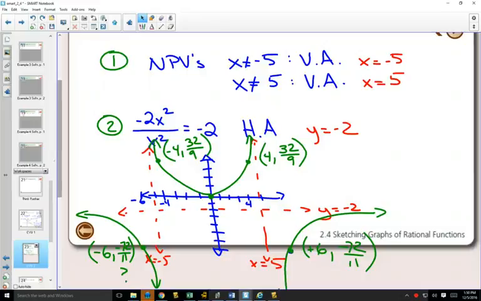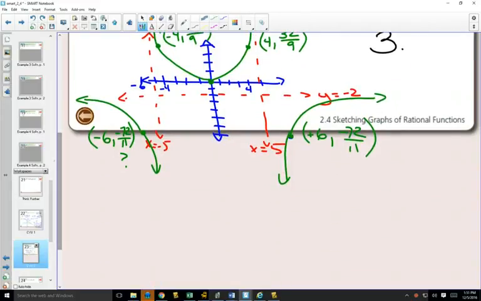Okay, question number 3 for practice. Ask for domain and range. Okay, this is where things get a little bit interesting. For our domain, the domain is not bad. We know our non-permissible values. X can't equal negative 5. X can't equal 5. But X could be anything else.